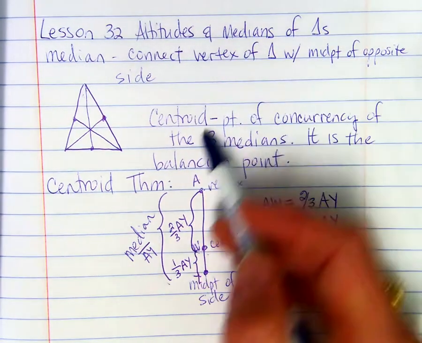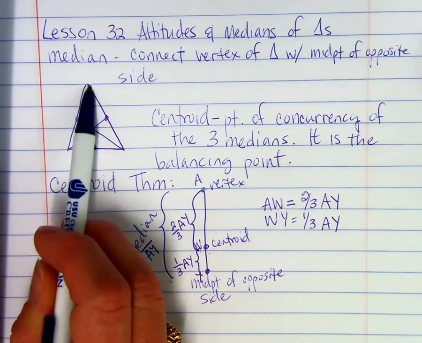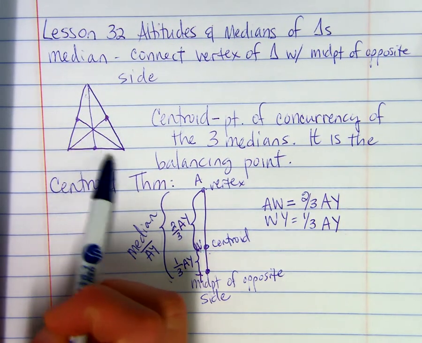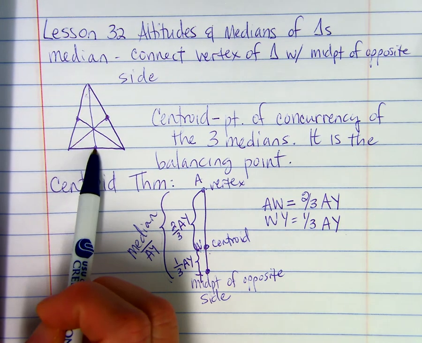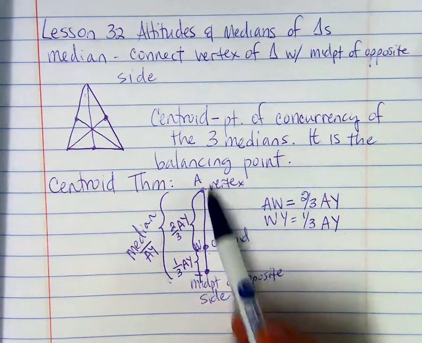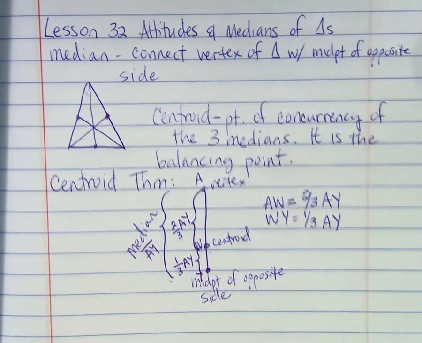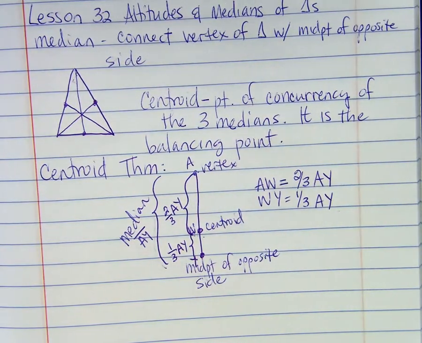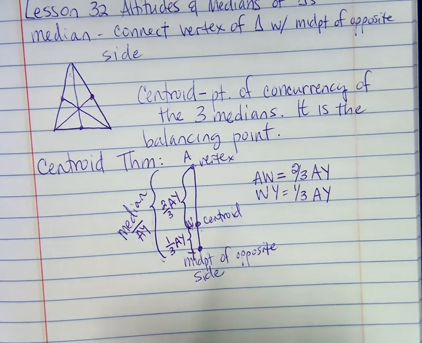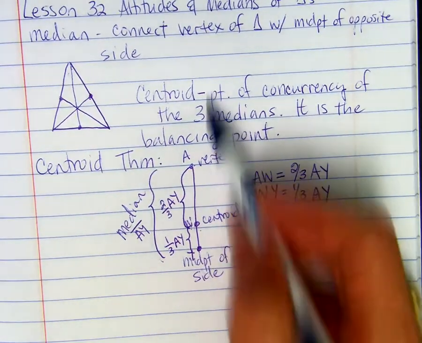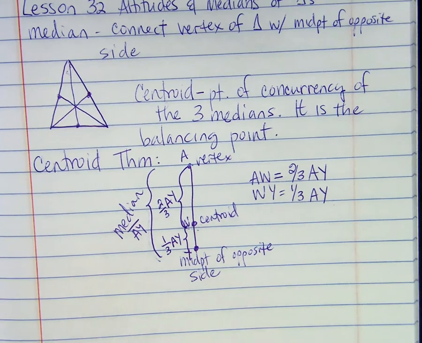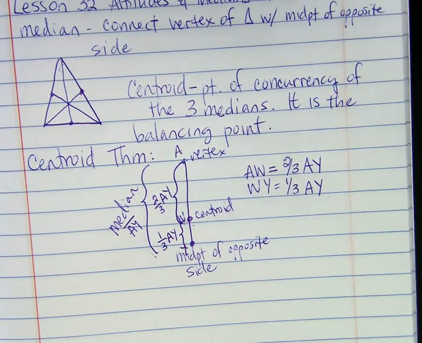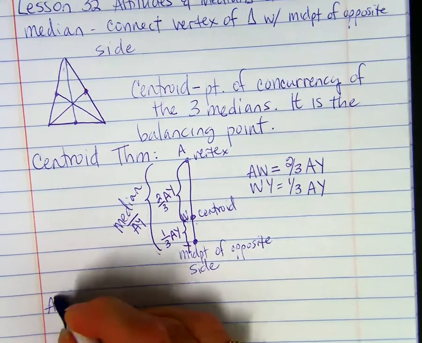So what I did is I took this particular median, but it's true for all medians. I just took this vertical median and just put it right there to show you that from the vertex to the centroid is 2/3, and from the centroid to the midpoint of the opposite side is 1/3 of the whole median. And that's just called the centroid theorem. Okay.